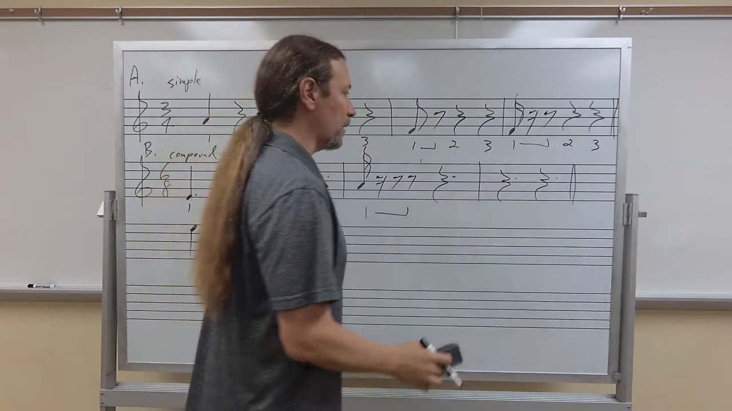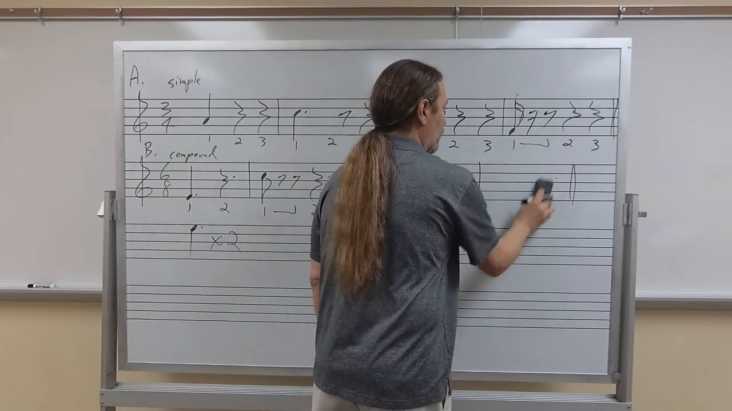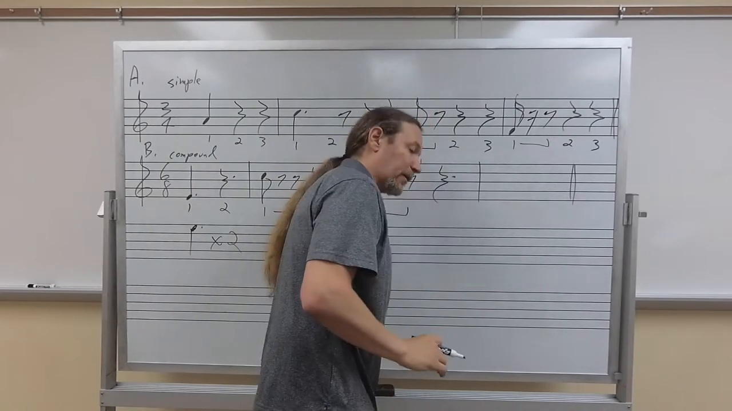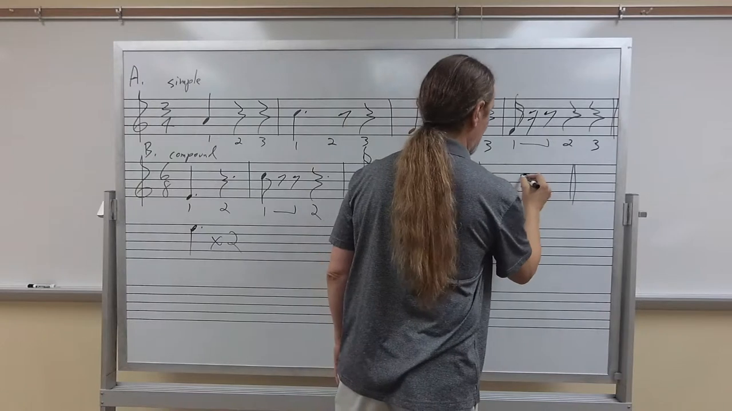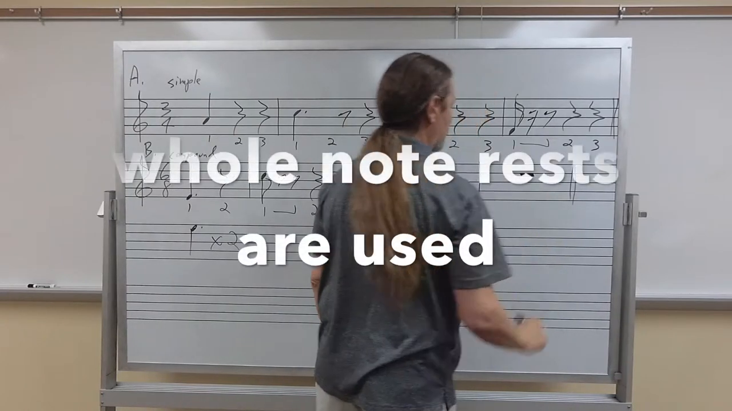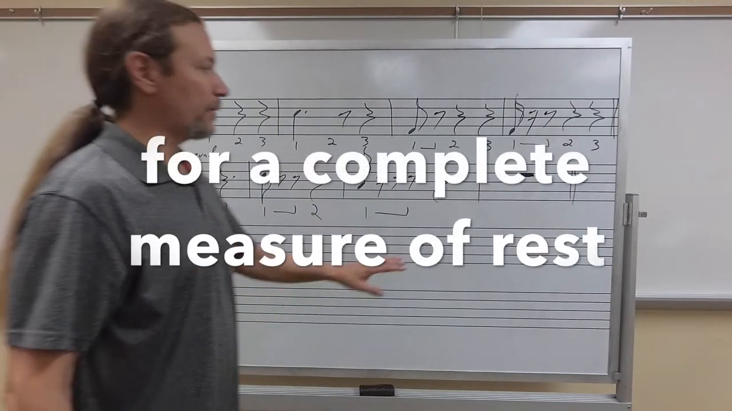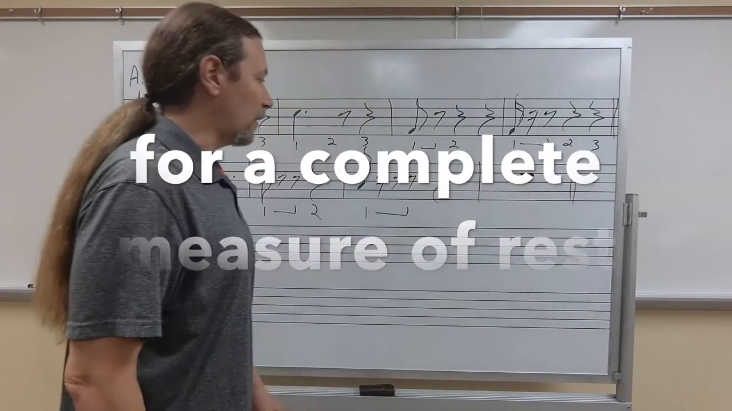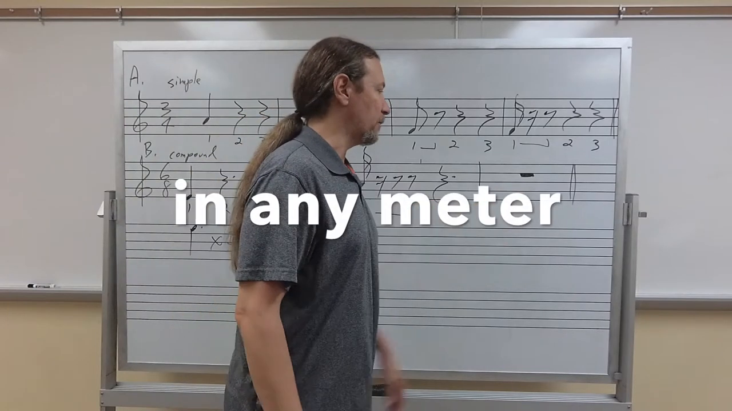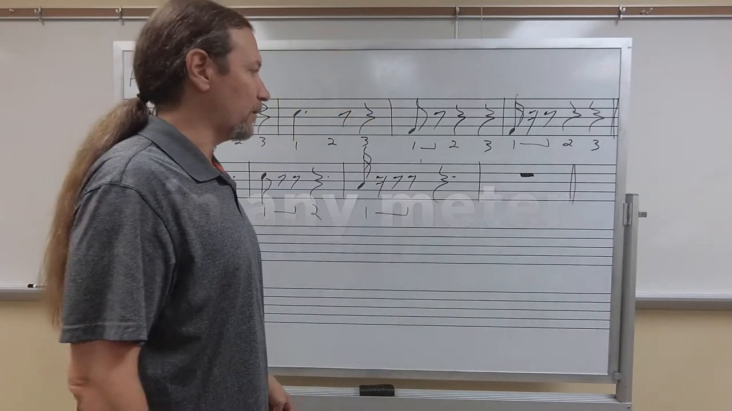It makes sense mathematically. However, whenever you want one complete measure of rest, regardless of the meter you're in, you always want to write a whole note rest. Even though that's mathematically too much for this meter, this is what we're used to seeing. And this is the way you should write one entire measure of rest, even though I know it's mathematically unsound.